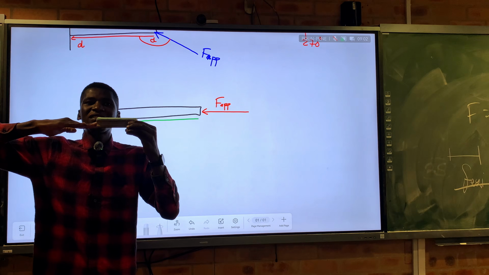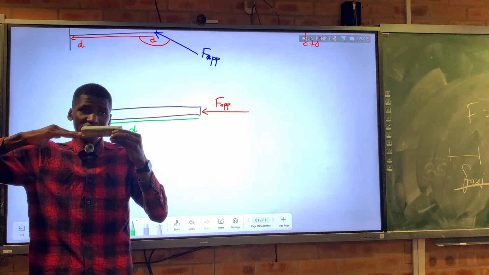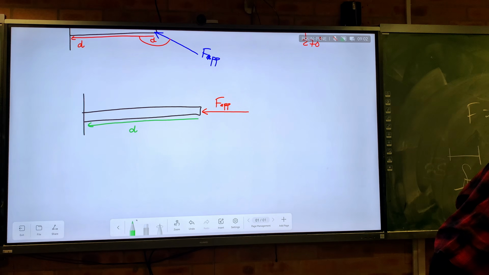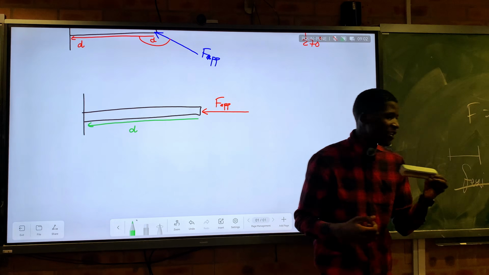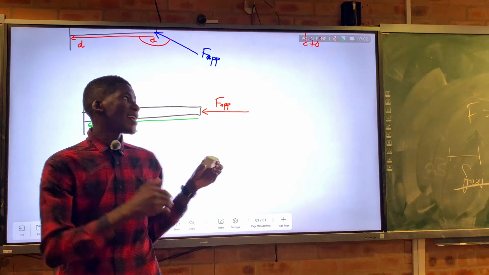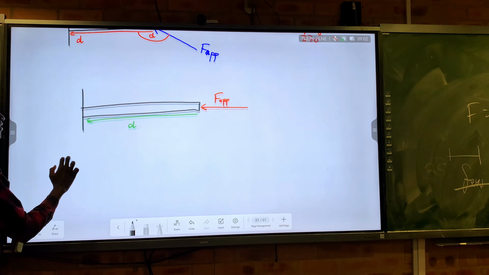Practically, if you apply a force in a parallel manner, this thing is not going to rotate. If you apply a force in a perpendicular manner, this is not going to rotate. But now mathematically, how do we prove that? Basically, we're going to say torque here.